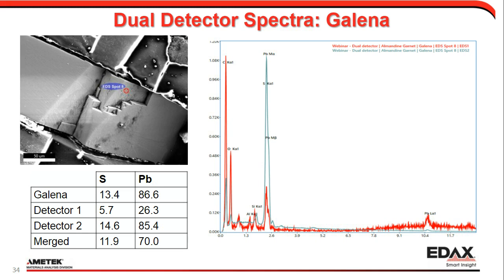So here we really have a problem with the absorption taking place outside where we're hitting the sample and secondary fluorescence. And if you look at the quant numbers, they are very, very bad. We have 5.7 sulfur and 26.3 lead compared to the 13.4 and 86.6.